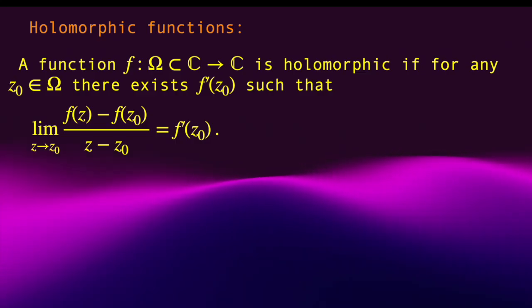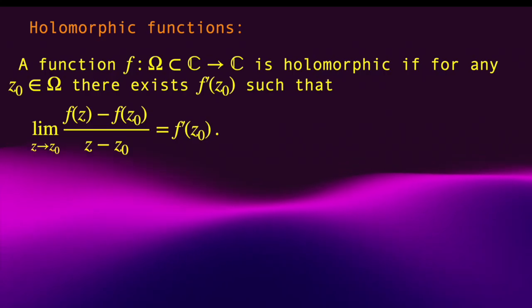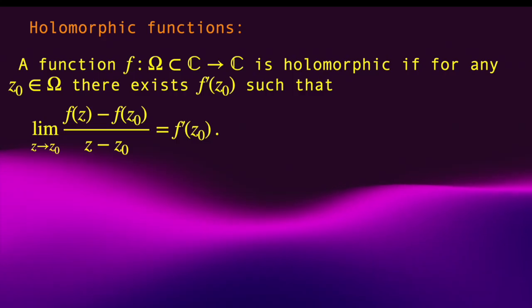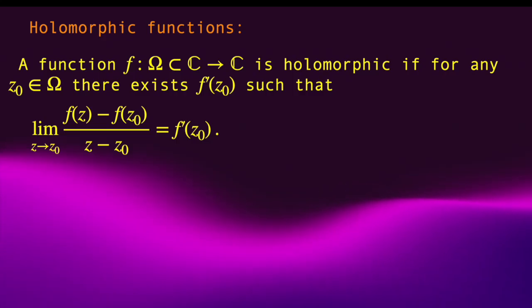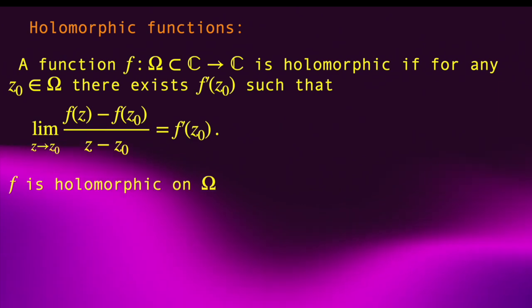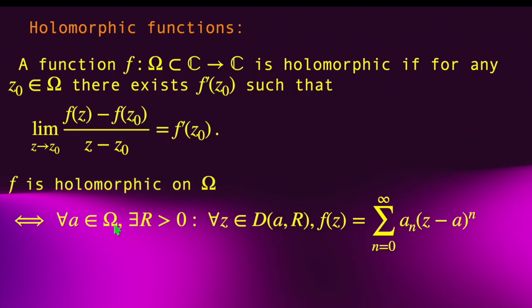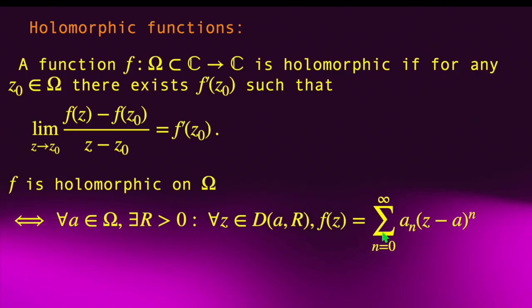But what is important is that we will get results which are totally different from the real case. Namely, we get that being holomorphic on an open set is equivalent to being analytic. So a function is holomorphic near any point in its domain if it has a Taylor expansion near this point.